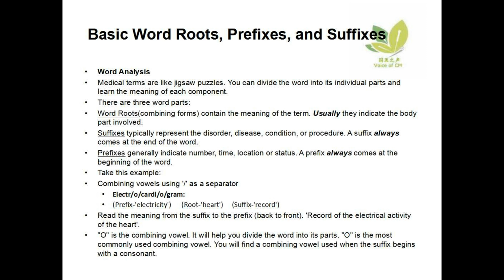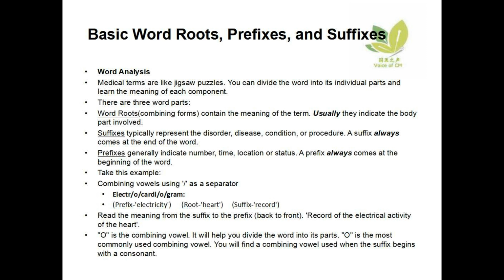Many people wonder what the O means. As you can see, there's an O between electro and cardi, and an O between cardi and gram. O is known as a combining vowel, and it will help you divide the word into its parts. O is the most commonly used combining vowel. You will find a combining vowel used when the suffix begins with a consonant. The word consonant in English grammar means anything that is not A, E, I, O, or U.